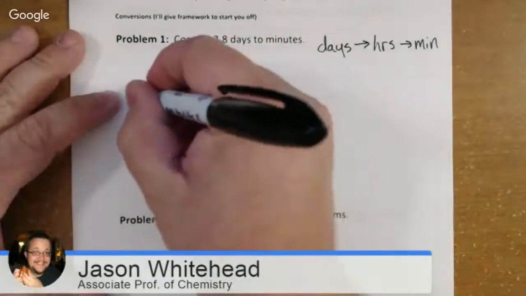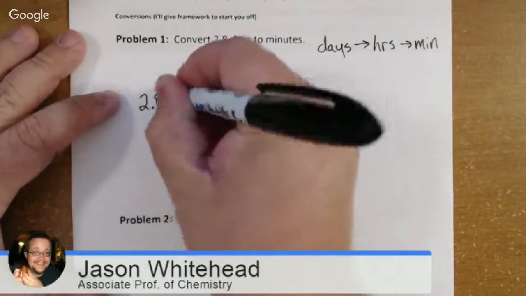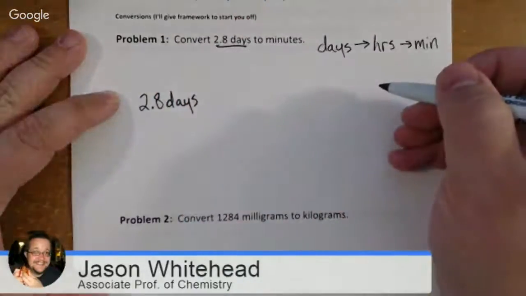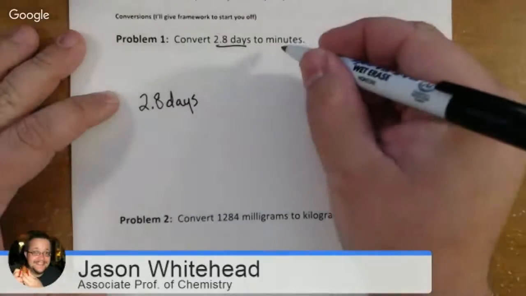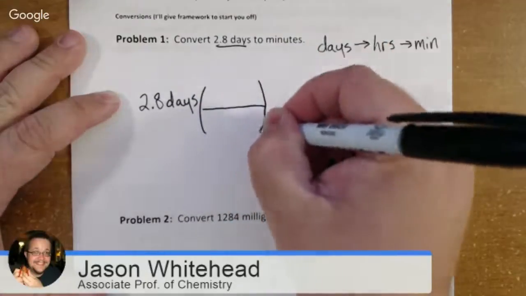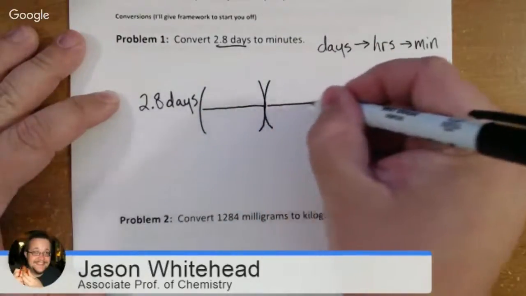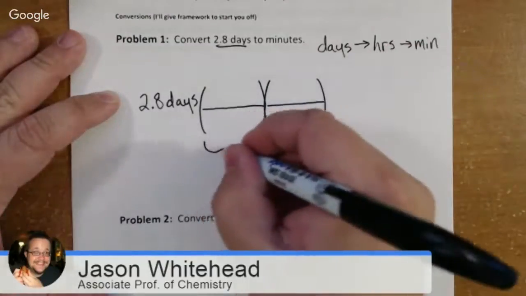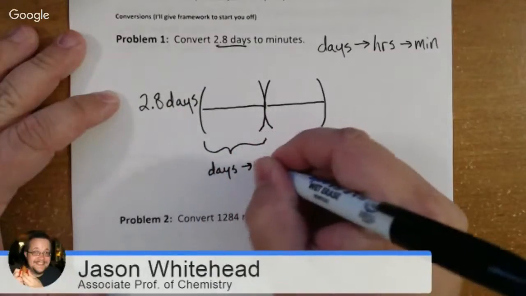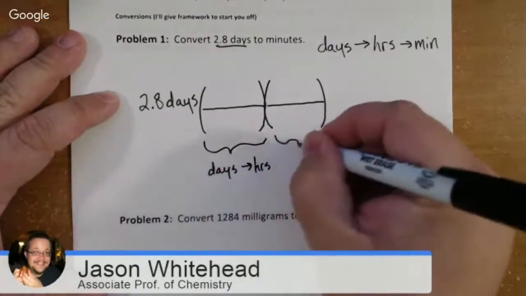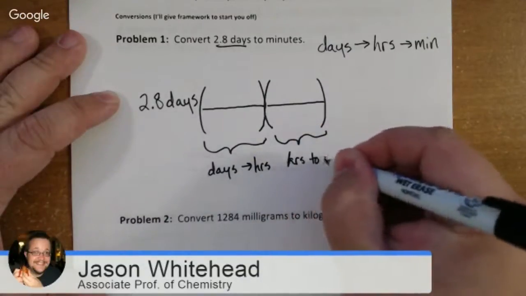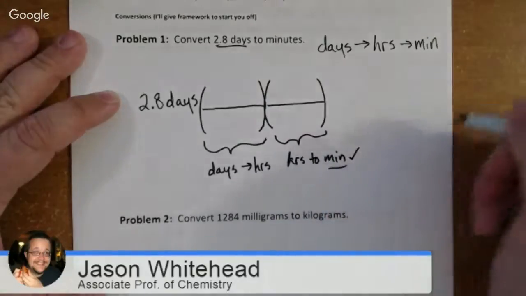We start out by writing 2.8 days. That's how you start any conversion. You write down what's given. And I want to take it over to minutes. Well, each set of parentheses that you include is one conversion factor that you're going to work with. So one conversion factor is going to take me from days to hours. And the second conversion factor will take me from hours to minutes. And that's where I want to end up.